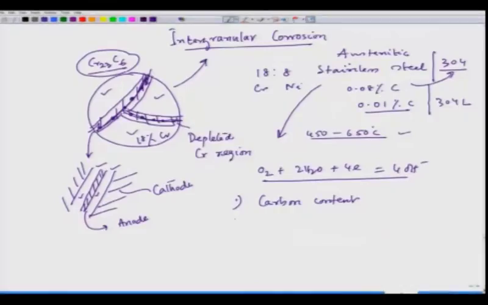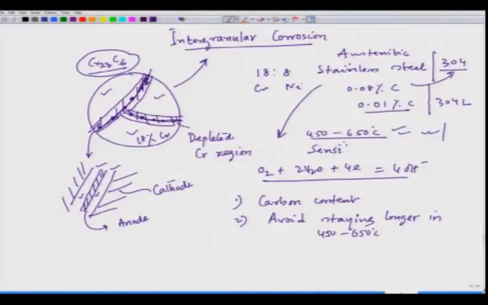The second part is of course the temperature region. If we can avoid staying longer in 450 to 650 degrees Celsius. When we hold this steel in this temperature region and the chromium carbide forms along the grain boundary, we call this phenomenon sensitization. So, avoid that.